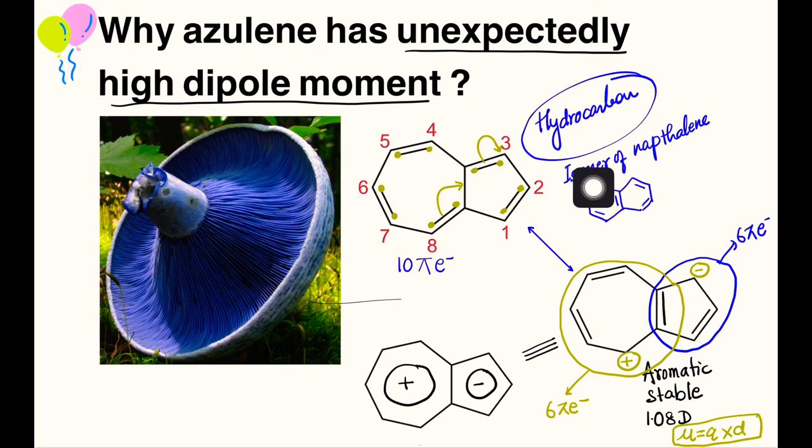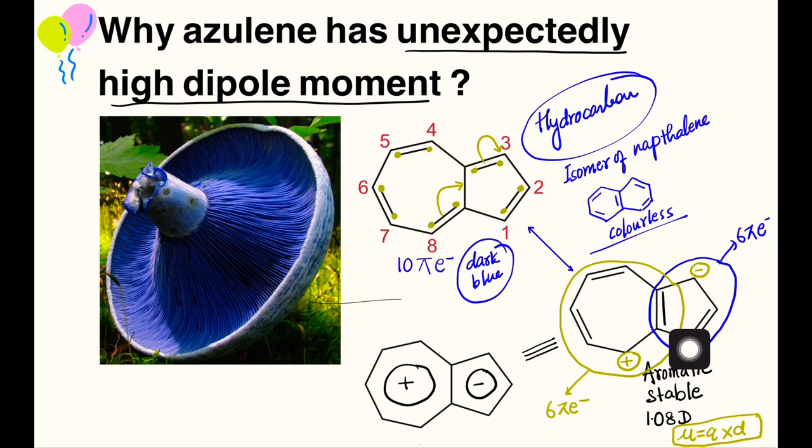Naphthalene is a colorless organic molecule, whereas azulene is colorful. Azulene is a dark blue liquid. So there is one difference: although both are isomers, azulene is dark blue, whereas naphthalene is colorless. And if I discuss the dipole moment, naphthalene has a dipole moment of 0, whereas azulene, since it mostly exists in the bipolar, ionic form, has a dipole moment of about 1.0 D. This is the experimental value of the dipole moment. And since it is non-polar, it can be used in organometallics as a non-polar solvent.